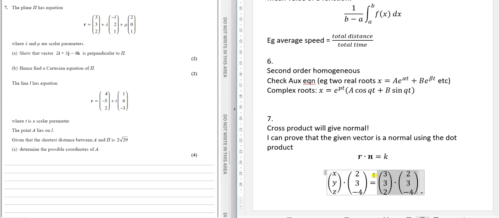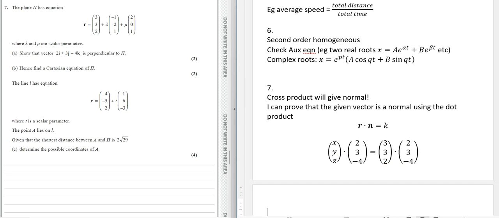You've got a bit of a dot product to complete, and then you'd write this out as 2x plus 3y minus 4z, and you're nearly done. For the next bit, it talks about the shortest distance between a point on a line and a plane, asks for the possible coordinates of A.